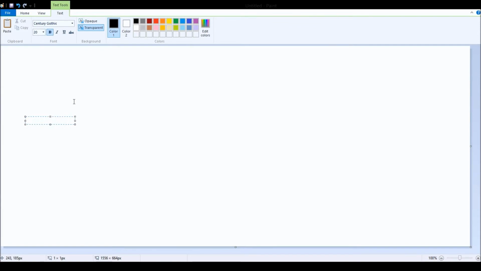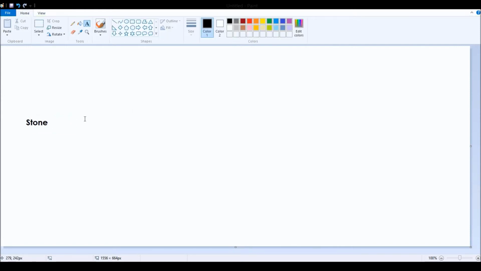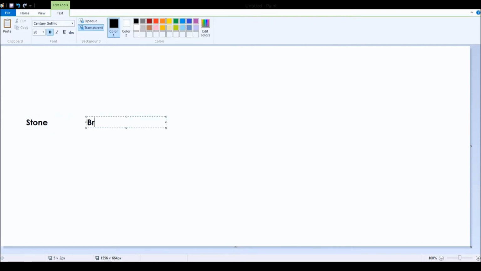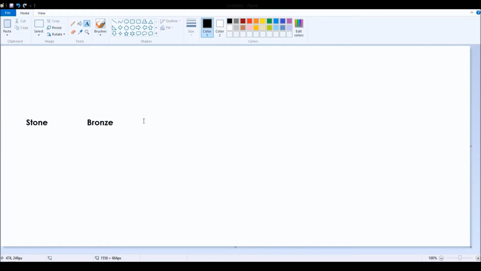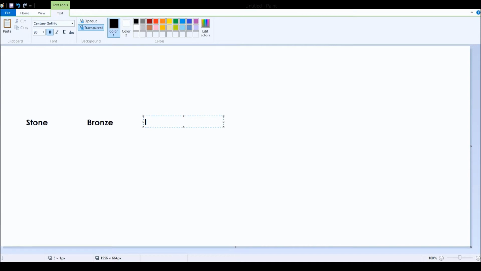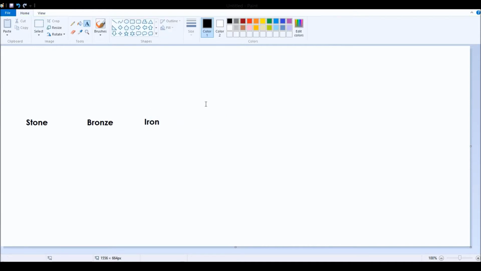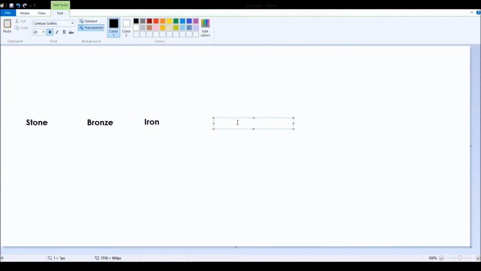Anyway, so let's go with a periodization based on material cultures. For example, you've got the Stone Age, the Bronze Age, and of course the Iron Age, and after that. This is of course relating to Mediterranean cultures.